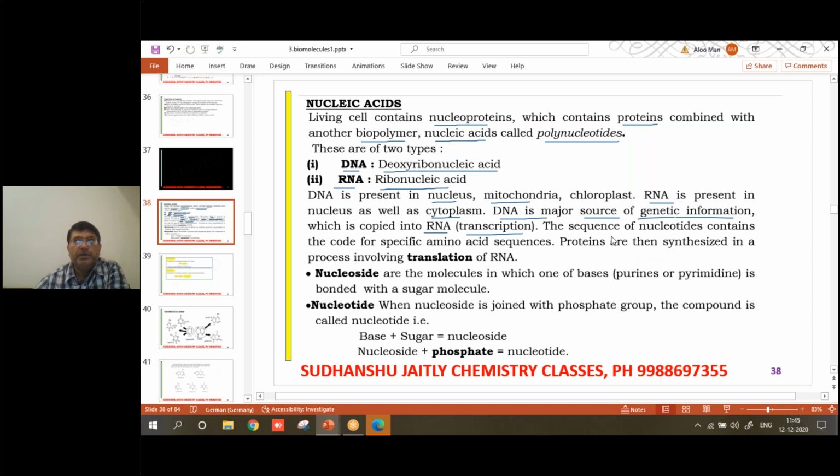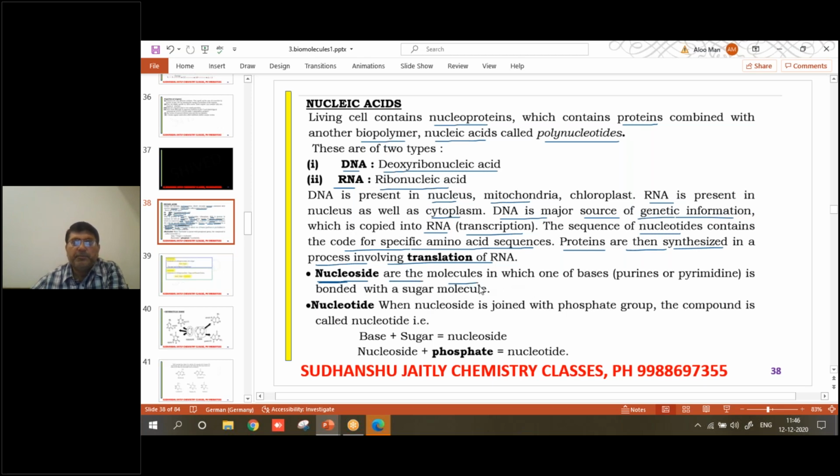As a chemist, I will not go beyond this in whatever you have done in the biology. The sequence of nucleotide contain the code for a specific amino acid synthesis. एक के बाद कौन से amino acid लगेंगे, that will be given by these nucleotides. The proteins are then synthesized in the process called translation. This transcription and translation you people will be doing in biology. As a chemist, I do not need it. I focus here. We will be basically giving you a structure. Then the biologist will be using it.